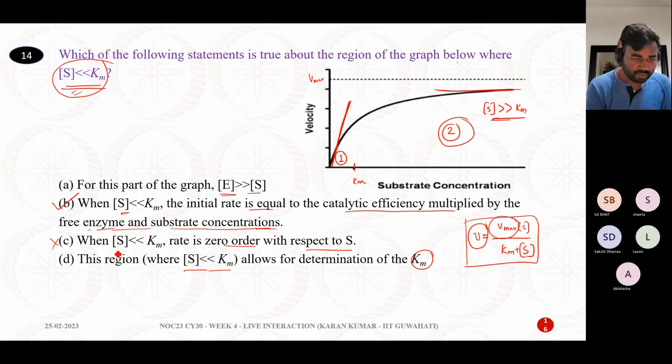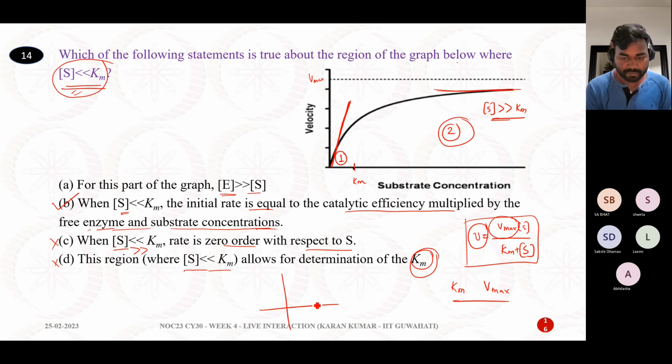This is wrong. This holds when the substrate concentration is much greater than the Km. And similarly, Michaelis-Menten kinetics cannot give you the Km value. For determining the Km value and Vmax value, you need to plot the Lineweaver plot, which is also the double reciprocal plot, right? For getting the Km value, you need to plot the double reciprocal plot. It does not give you that, so all three options are incorrect. Is it okay?